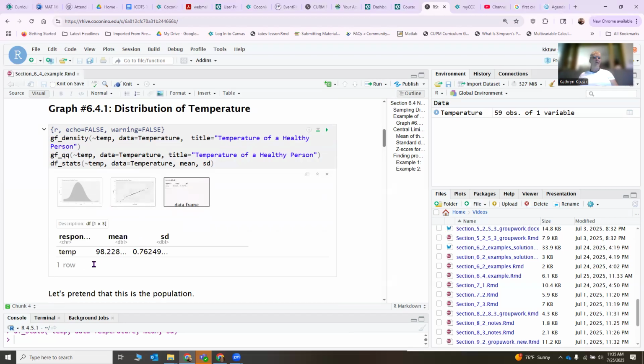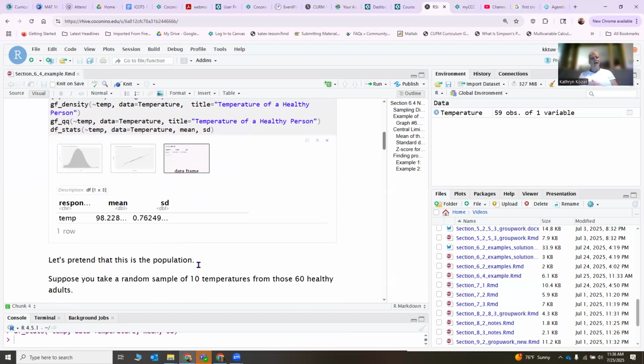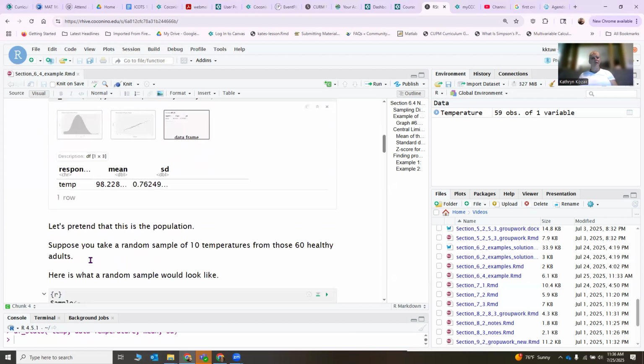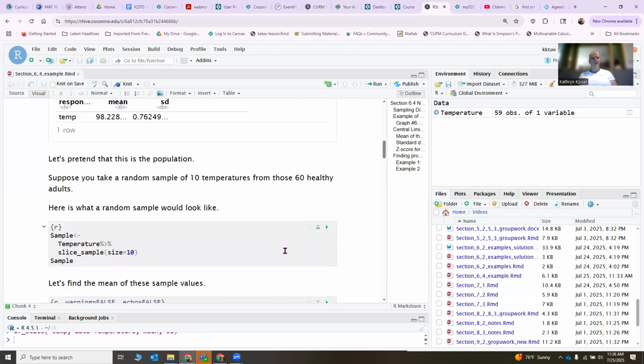This sample has a mean of 98.2 and a standard deviation of about 0.76. We're going to pretend that this is actually our population, and then we're going to work with that just to help us understand this. So suppose you take a random sample of 10 temperatures from those 60 healthy adults. Let me go ahead and run this.